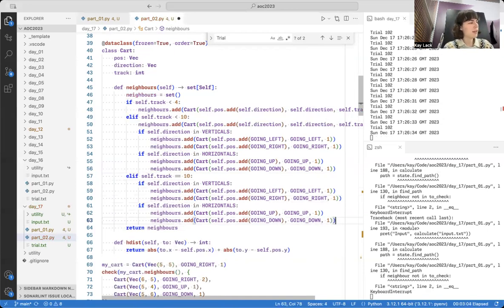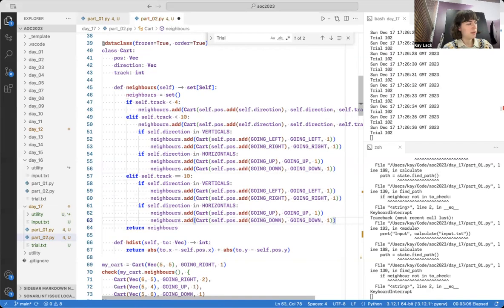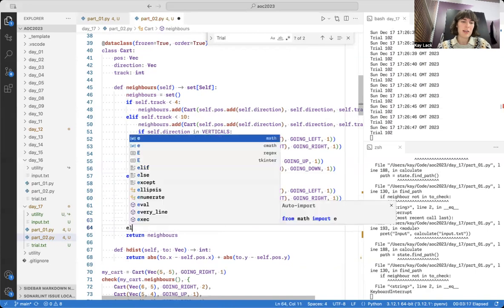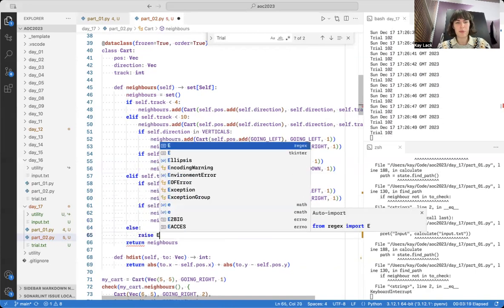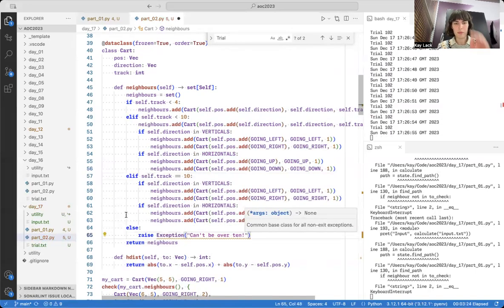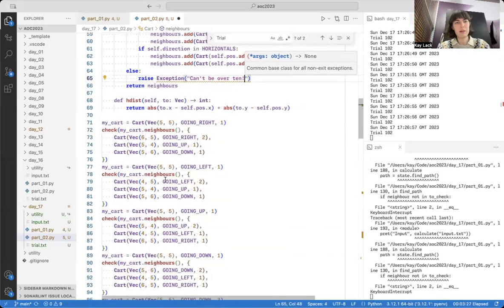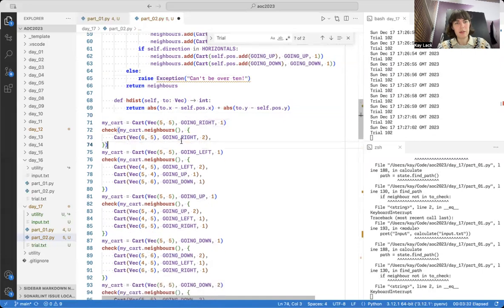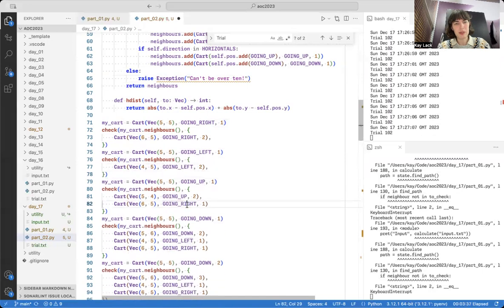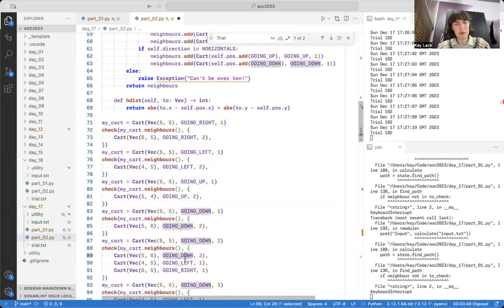Oh, this is going to make it slower actually, because we've just taken up the space. It's not going to be that much slower, I don't think, but it will definitely be slower. If it's at 10, and if it's over 10, something's gone wrong. Okay, so let's say here, it's got to be going right. It's got to be going left, up, down.